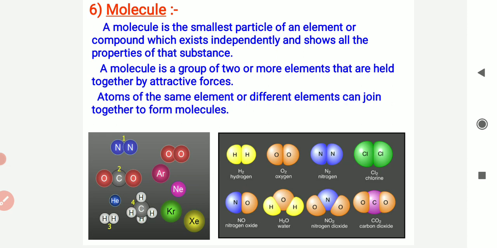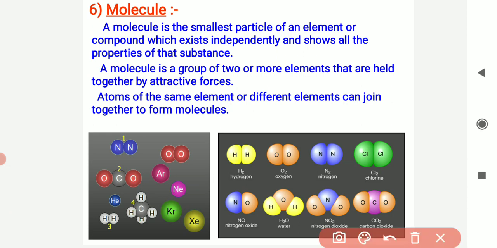A molecule is a group of two or more elements that are held together by attractive forces. So it is a group of two or more elements that are bound together by attraction. Atoms of the same element or different elements can join together to form molecules. What do you observe here? Atoms of the same element can be there, and of different elements can be there. They join together to form what? Molecules. Is it clear to you all?